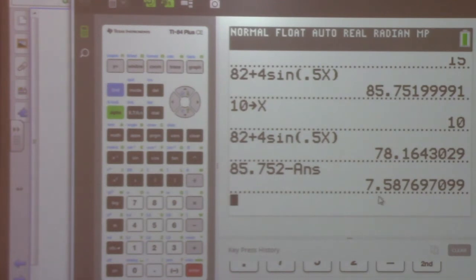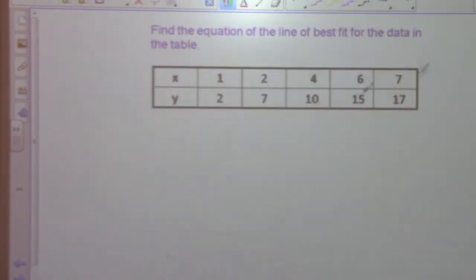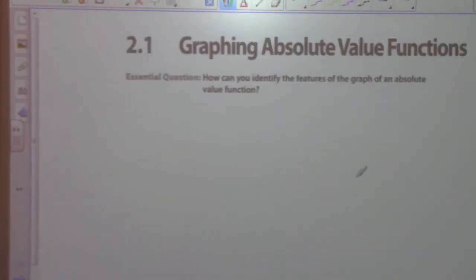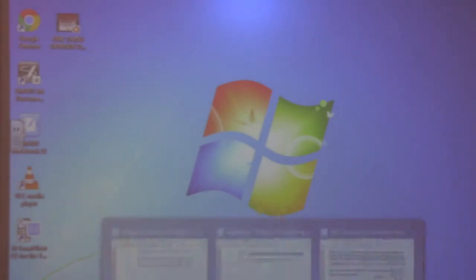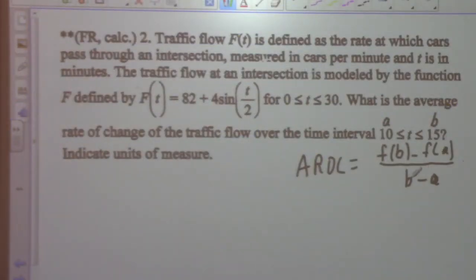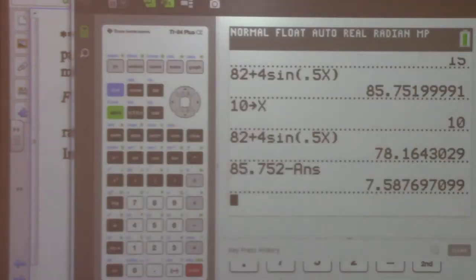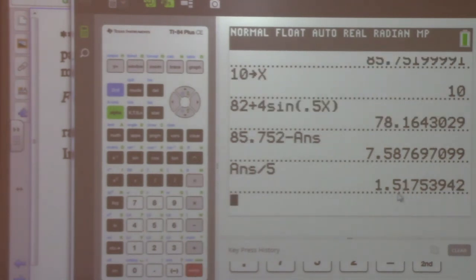Yeah, exactly. So what I forgot to do was the B minus A, which is going to be 5, right? So we've got to divide this by 5. Now we'll get the correct answer, which rounded to 3 decimal places would be what? 1.518, probably, right?